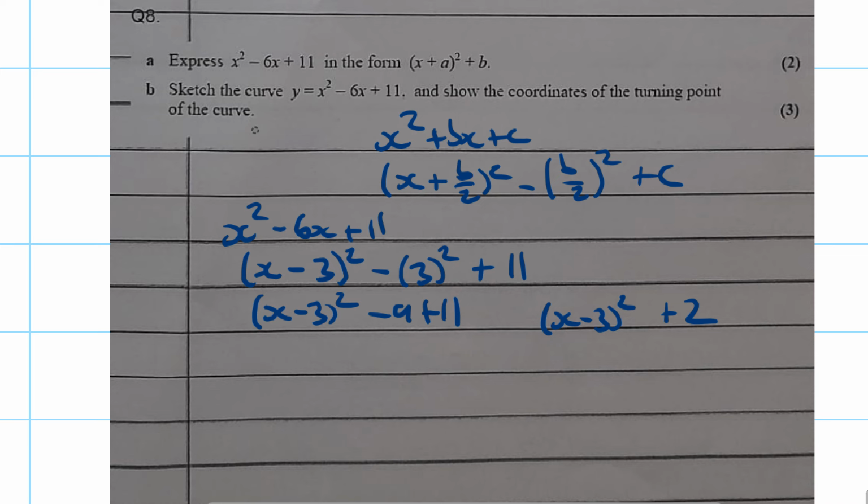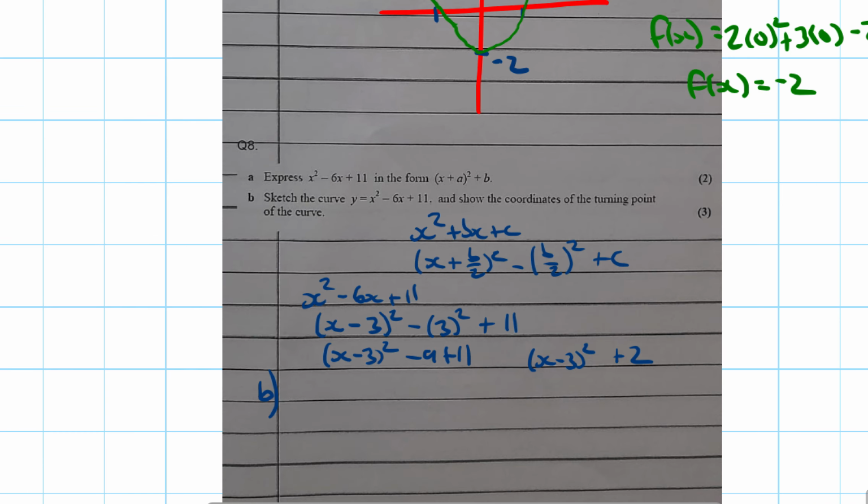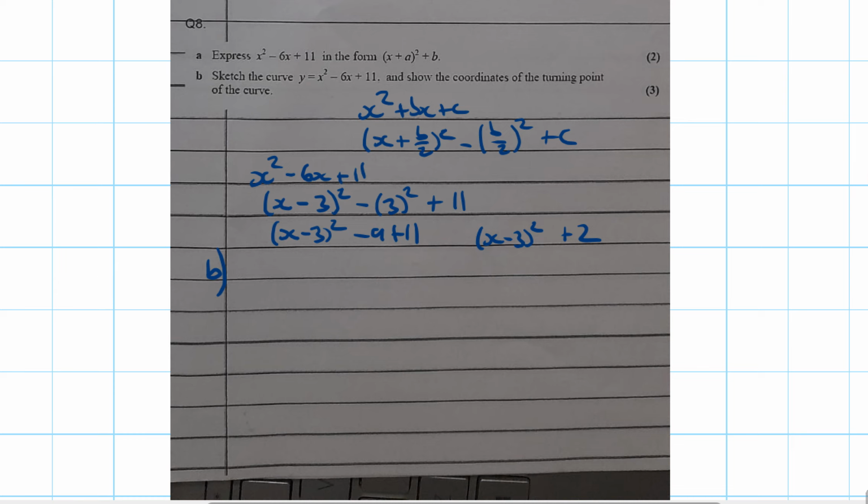And then the next one is part B: sketch the curve y equals x squared minus 6x plus 11, show the coordinates of the turning point of the curve. While it's not asked for any axes, I would probably show where it crosses the axes if possible. So again, when you're sketching this curve, you're finding the x-intercept, the y-intercept, and the turning point.